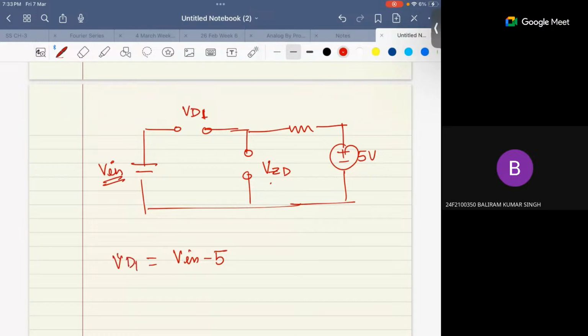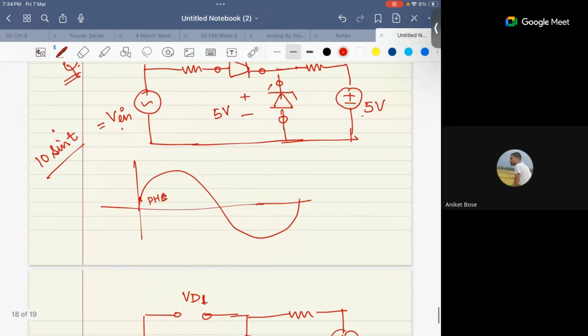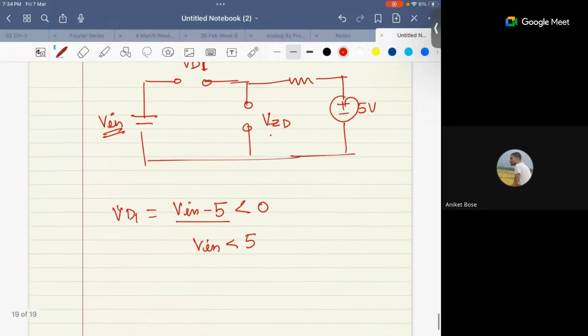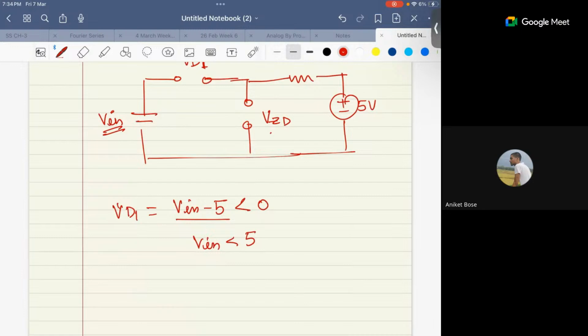And you already know that if this has to work, you can take it till when this will be off. Till 0. If V in is less than 5 volt, it will work as a reverse bias. Correct? Okay. So in the positive half cycle, from 0 to 5 volt, it will work in reverse bias. Correct? Yes.